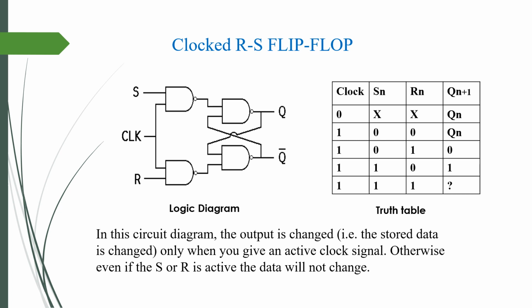So you can see that the output changes only when an active clock signal is given. That means when clock is 1, then the output changes as per the inputs. But when clock is equal to 0, the output remains unchanged. That means there will be no change in the output. So this X indicates the don't care condition. When clock is 0, it doesn't matter what the input condition of S and R is, the output remains in the previous condition.